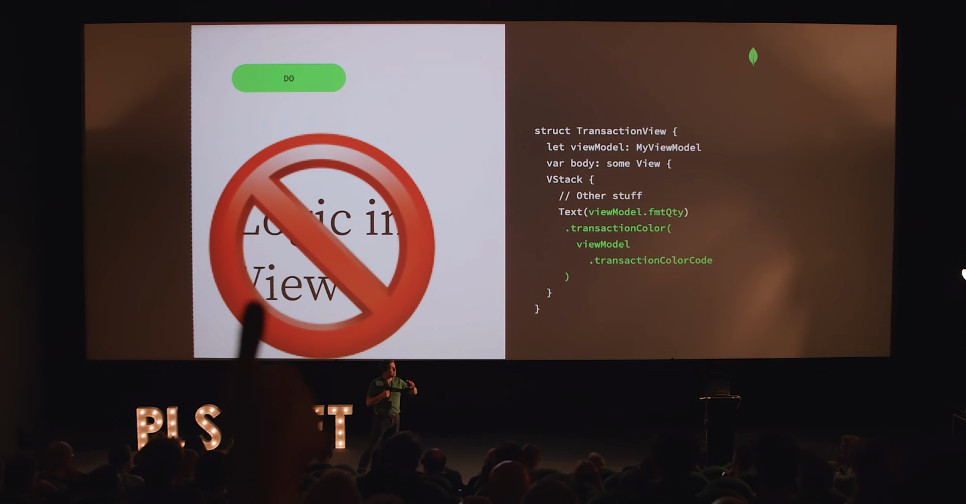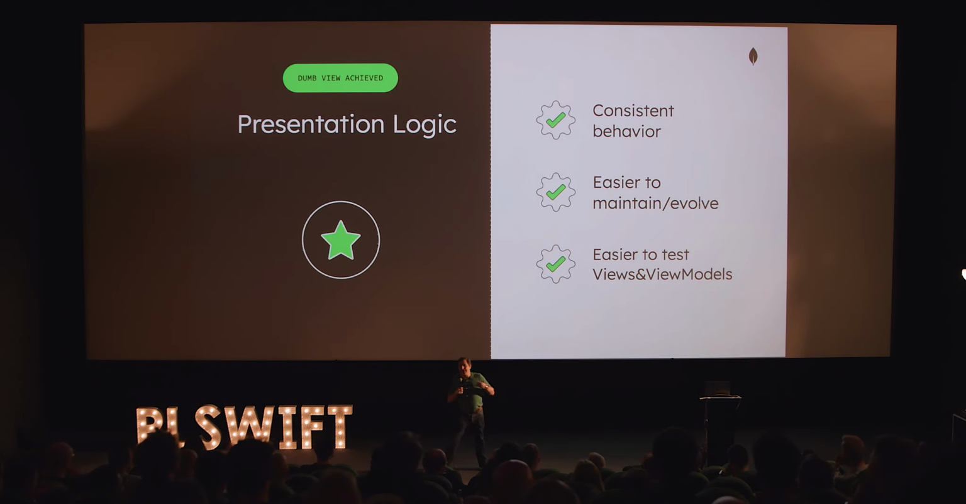So I believe that this provides a more consistent behavior, because if you implement this in this transformation, you can reuse that part in several parts of your application. So your views will have a more consistent way of applying these colors. Instead of having to do this for each of the views, you will have a single way to implement this presentation logic, and it will be used across the whole application. It is easier to maintain and evolve, and it is easier to test the view models.